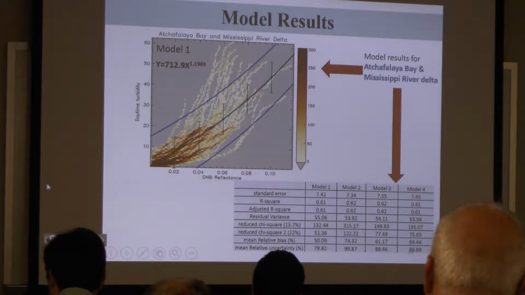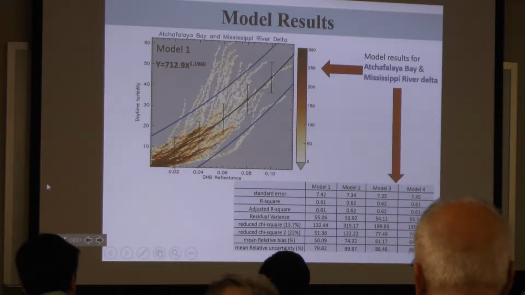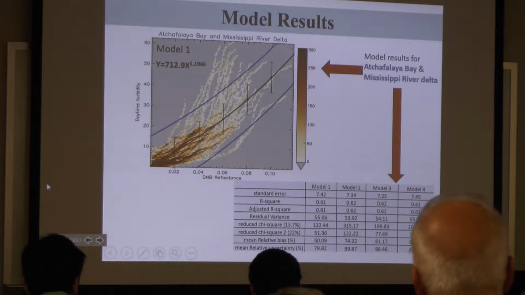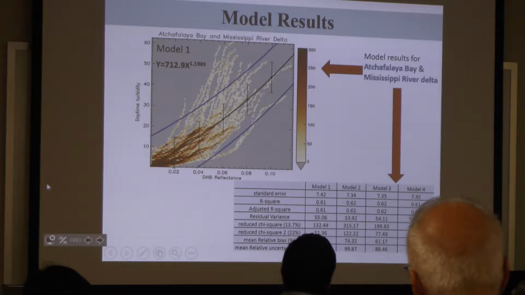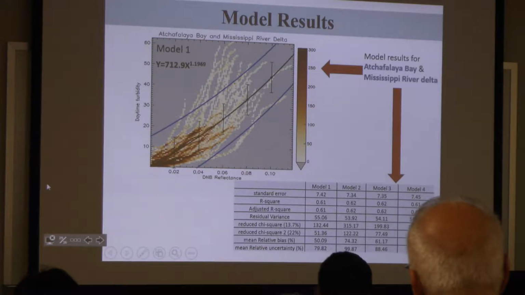In total, there are 4 models. The standard error of the estimate ranges from 7.3 to 7.4. The R-square of these 4 models is about 0.6. After comparing the 4 models, I know none of the models are a good fit because the standard error of the estimate is too high and the R-square is too low. Besides, the mean relative uncertainties between the model turbidity and the daytime turbidity range from 79% to 99%.